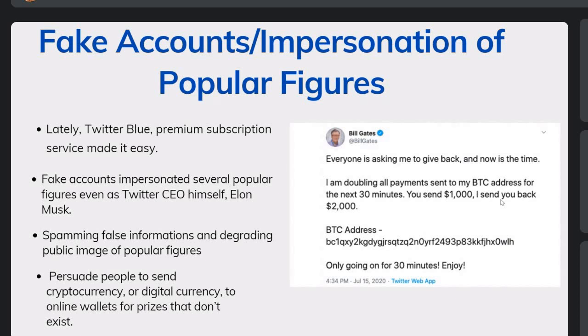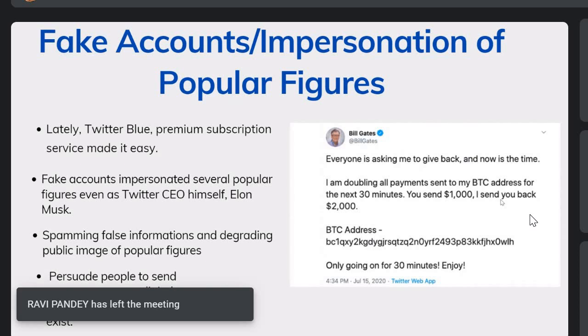In Twitter, cyber criminals mostly abuse the platform by creating fake accounts and impersonating popular figures. Lately, the Twitter Blue premium subscription service made it easier for cyber criminals to abuse the system. These fake accounts spam false information, and some fake accounts also aim at degrading the public image of a popular figure. Using these fake accounts, cyber criminals also organize a massive number of scams. An example is shown here in the figure. Now, for the rest of the presentation, I would like to call Santosh Pangeni.